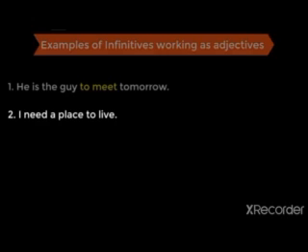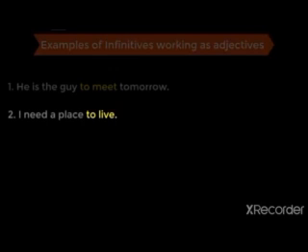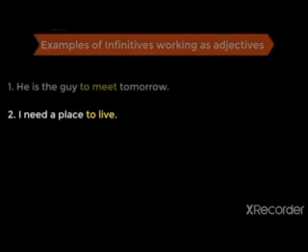I need a place to live. Here the infinitive is to live. To live is an infinitive, and it works as an adjective. As an adjective, it modifies the noun. Which place? A place to live. Yes, place is a noun and to live modifies the noun. So it is an adjective here.